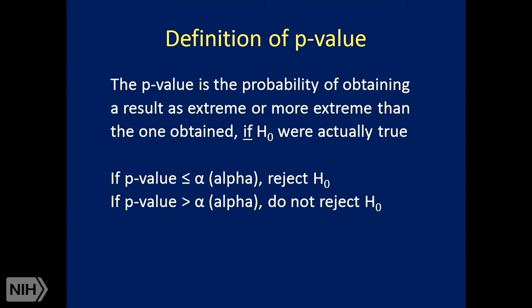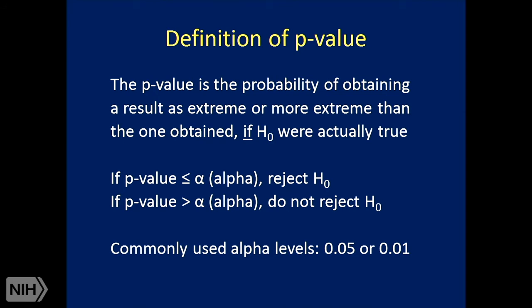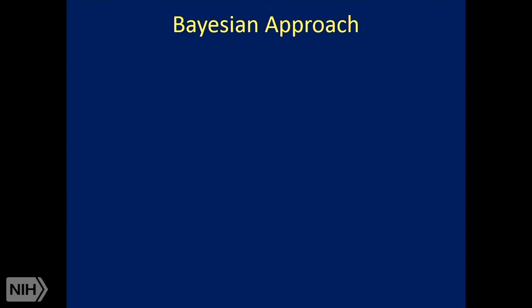We say, you know, the chance of getting what we got under the null hypothesis is low enough that I'm confident that H0 cannot be true, and therefore I'm going to reject H0. I'm going to reject the hypothesis of no difference. And if p-value is greater than alpha, I say, well, it could happen. H0 could be true. Because I got data, and under H0, it is possible to happen. So I'm not rejecting H0. And the commonly used alpha levels are 0.05 or sometimes 0.01.